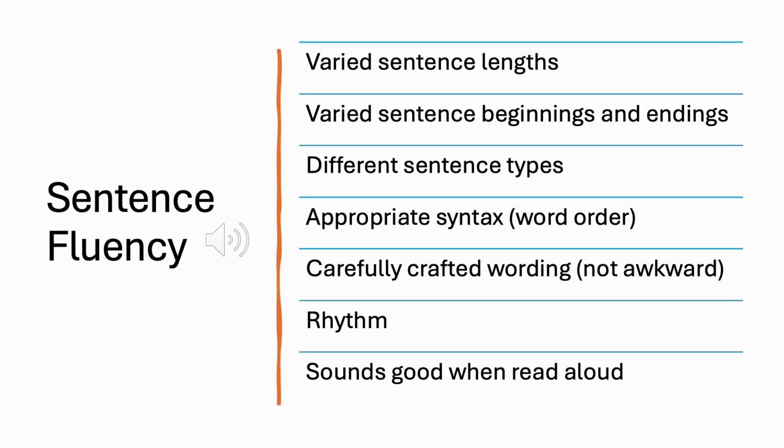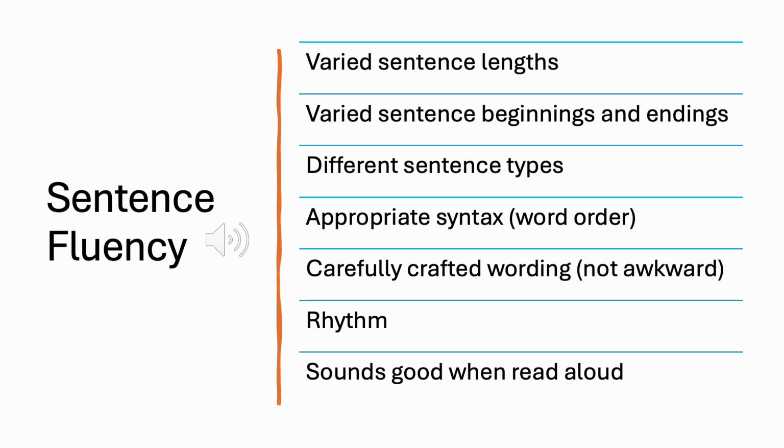Sentence fluency has several elements. It involves sentences that are varied in length. When every sentence in a written piece is very short, it sounds choppy. But on the other hand, when every sentence is very long and wordy, the writer's message can get lost. In addition, sentence fluency means the writer is varying the beginnings and endings of sentences. Writing sounds bad when every sentence starts with something like I said, or I thought, or then.